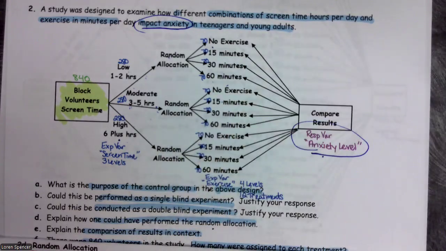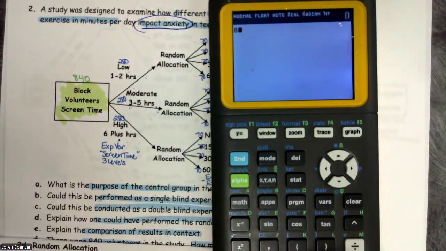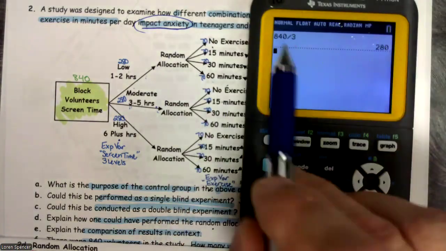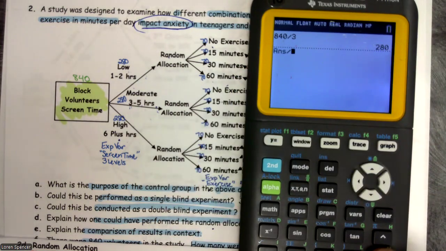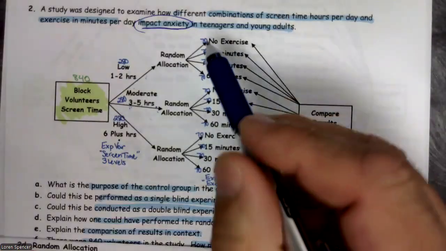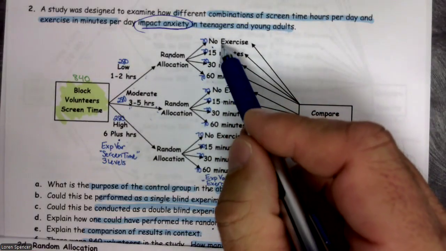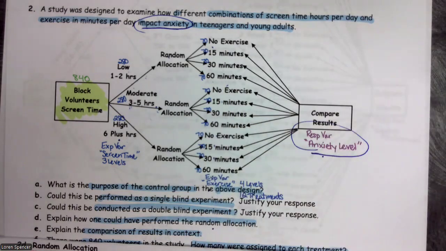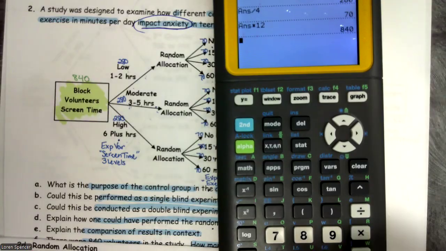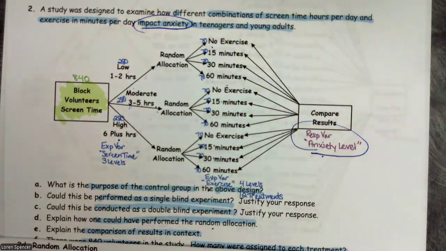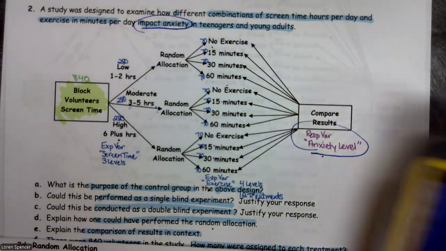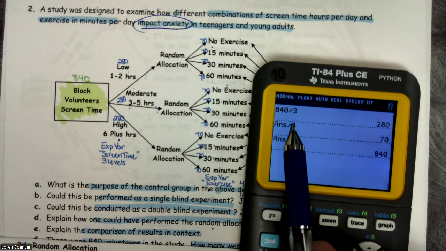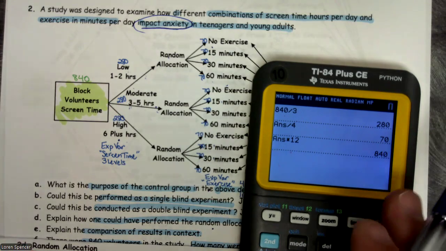And it turns out we took that, as I showed you before, we had 840, we divided by 3 because they were forced into blocks based on the amount of screen time. And then we had 1, 2, 3, 4, that 280 divided by 4. So 70 in each group. And we have 12 treatments, and 70 times 12 will give us our original 840. So in this case, since it asked how many were assigned to each treatment, the answer was 70.